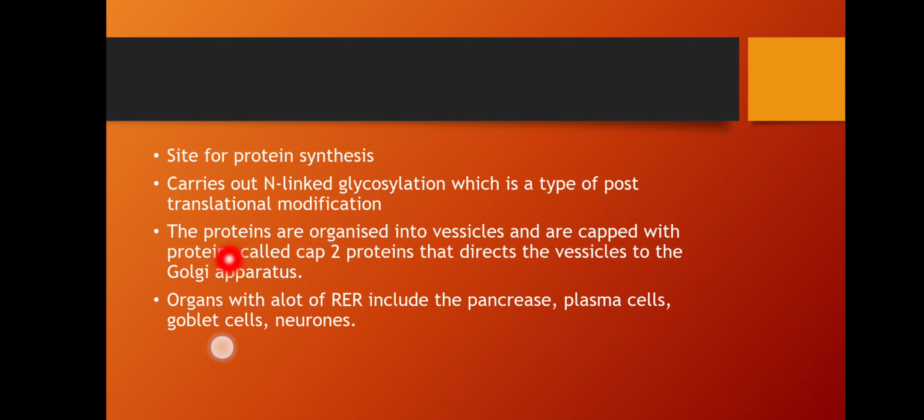to the Golgi apparatus. So remember, when the proteins are made, there has to be further modification that happens in the Golgi complex or the Golgi apparatus. What directs these proteins to move from the rough endoplasmic reticulum to the Golgi apparatus are the COPII proteins. Organs with a lot of rough endoplasmic reticulum include the pancreas, the plasma cells, the goblet cells, and the neurons. Why? Because these are involved in the production of protein-containing or proteinous compounds.